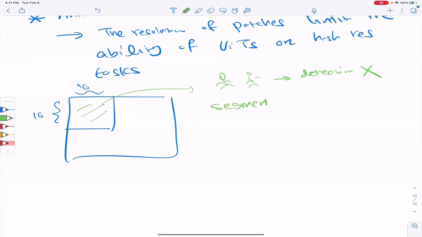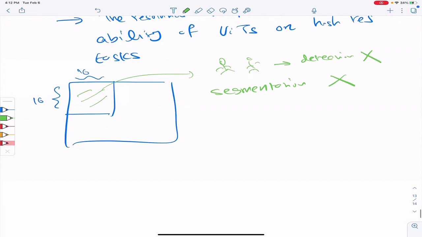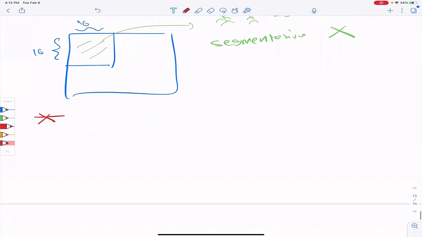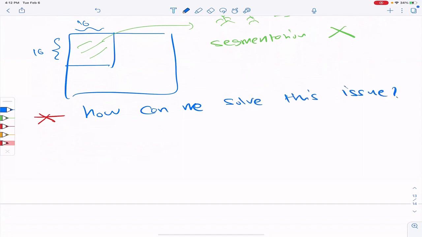Segmentation requires understanding images at the pixel resolution level, right? So when you're looking at 16 by 16 patches, your model is not going to be successful in those types of tasks. Okay, so the question is, how can we solve this issue? I'm looking for some ideas.